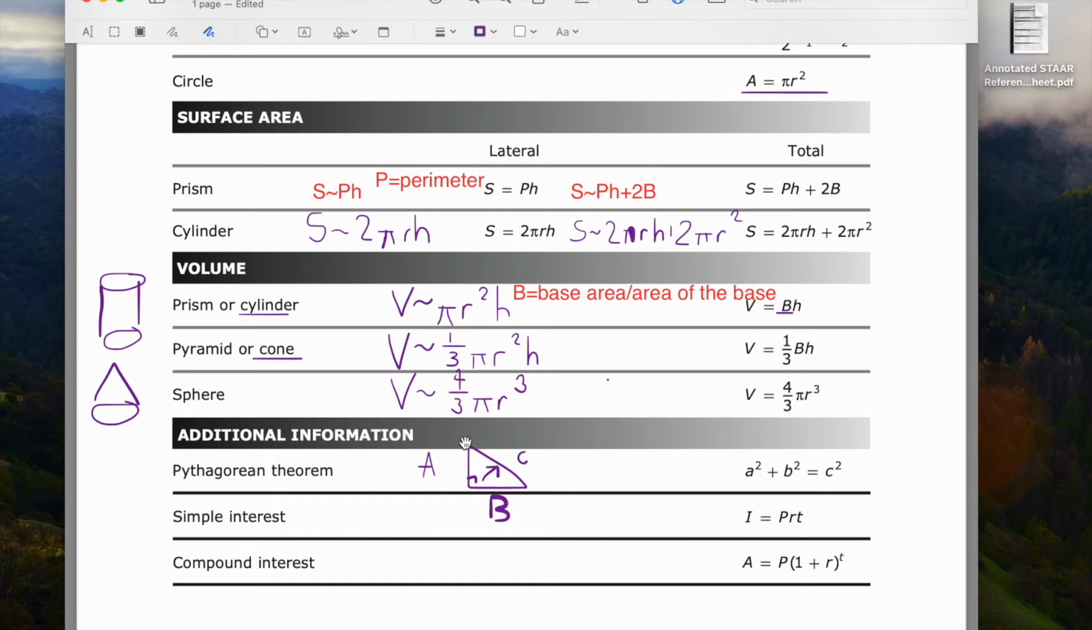So this c is called my hypotenuse. It's along the side and it's opposite of the right angle. And a and b are called the legs. And so that's my annotation for Pythagorean theorem.